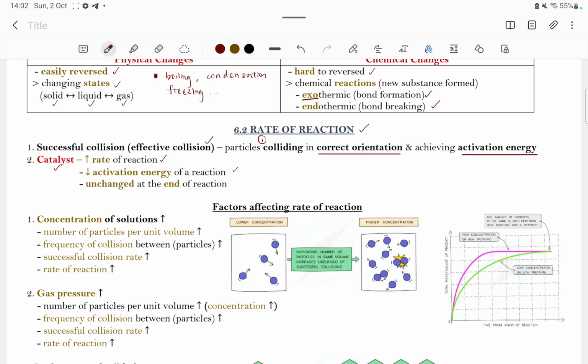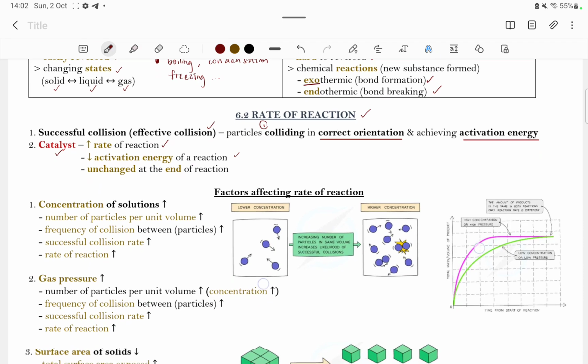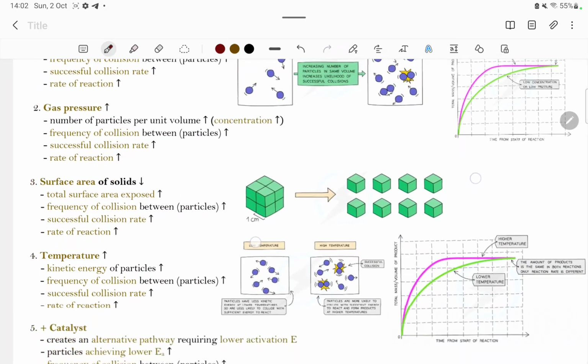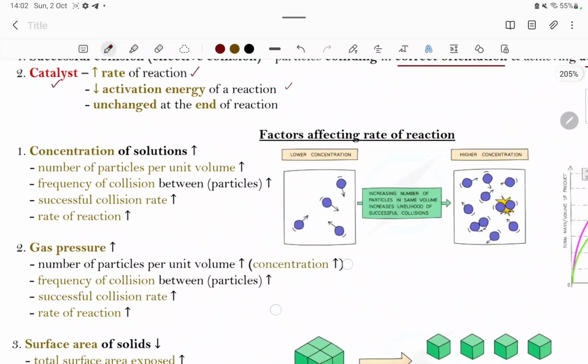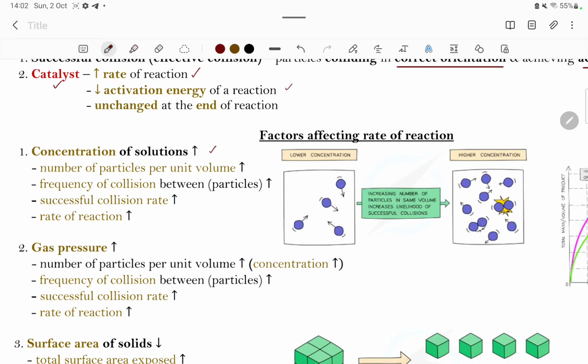Okay, factors affecting rate of reaction. Listen, you have 5 factors. The first one is concentration of solution. Concentration of solution, we relate it to the number of particles per unit volume. If the concentration increases, then the number of particles per unit volume will also increase. And then this will make the particles collide more frequently. That's why the frequency of collision between particles increases. I write particles in brackets here because you have to mention which kind of particles it is when you are explaining in the question paper.